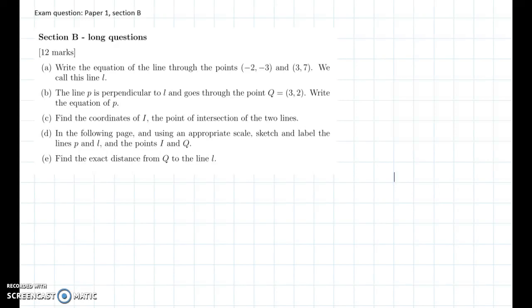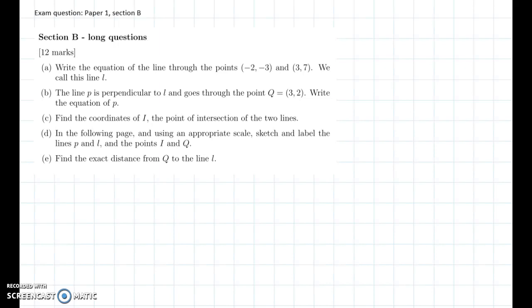Hello, we are going to solve another exam question. This is from paper 1 for future standard and higher level students. That means it's without calculator. And it's from section B, which means it's a bit of a longer question for a total of 12 marks.